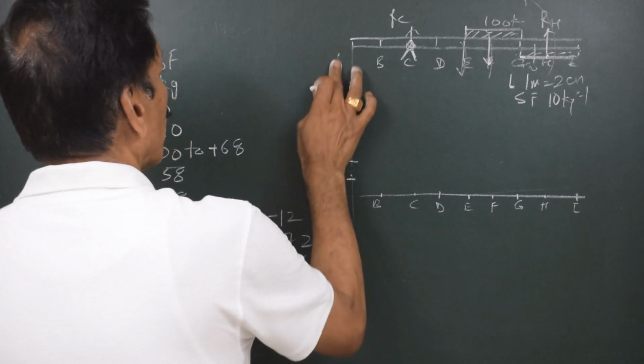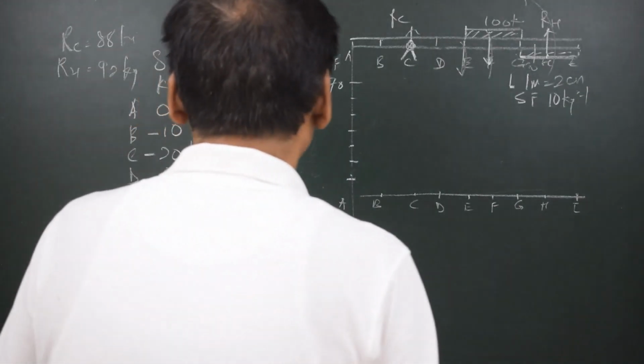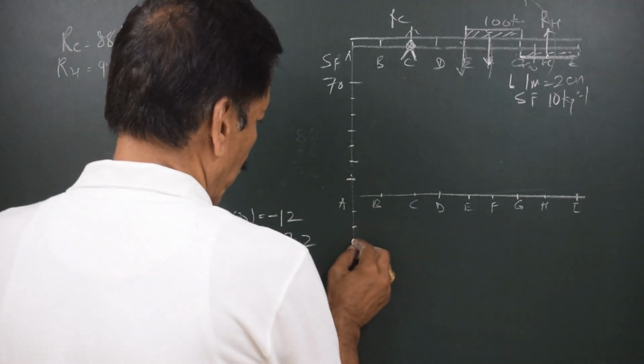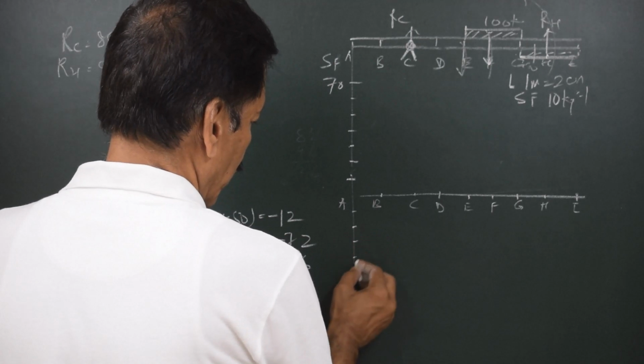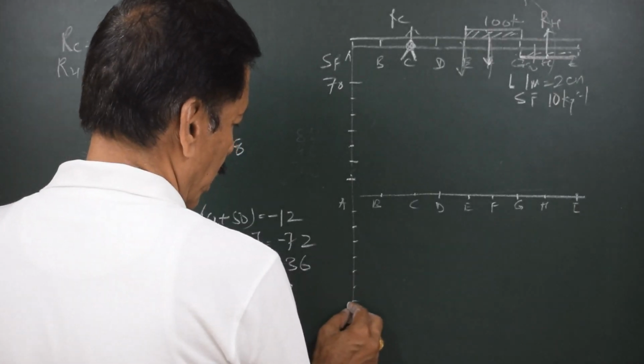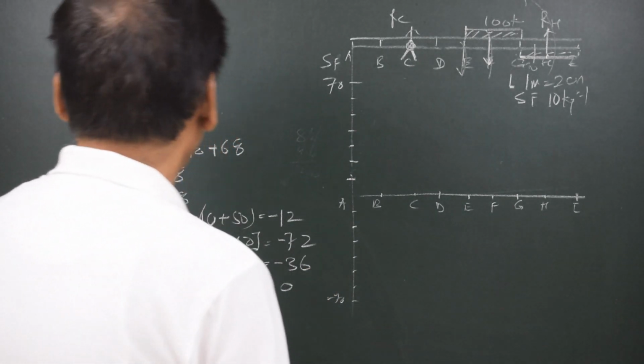This is shear force and the unit is kg. And then on the negative side we have -10, -20, -30, -40, -50, -60, -70, because it has to go up to -72.